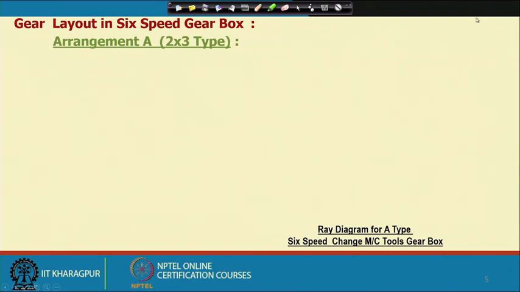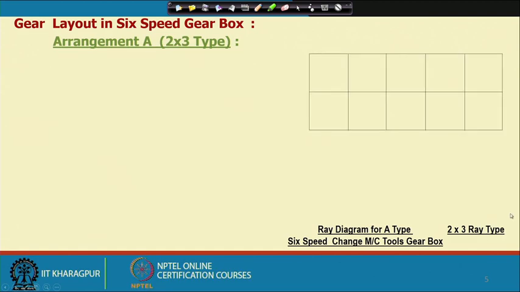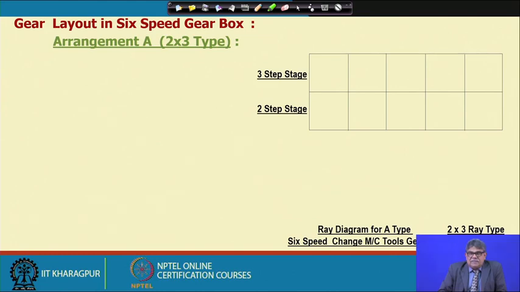So, following this, now we shall go for the arrangement of a 2 into 3 type 6 speed gearbox. What does 2 into 3 type actually mean? This means 2 into 3 ray. If we consider the ray diagram, we will develop the ray diagram here. What is a ray diagram? A ray diagram shows which gear will be connected to which to get the speeds.